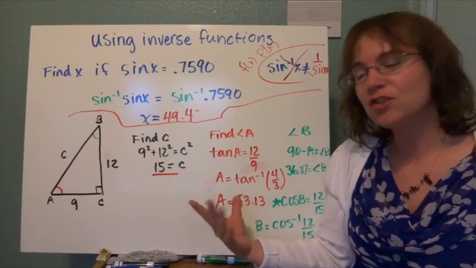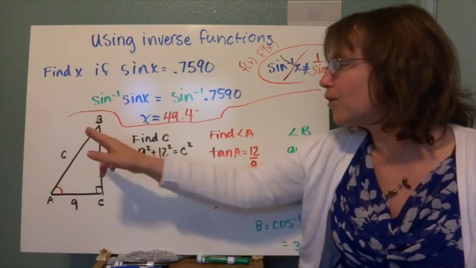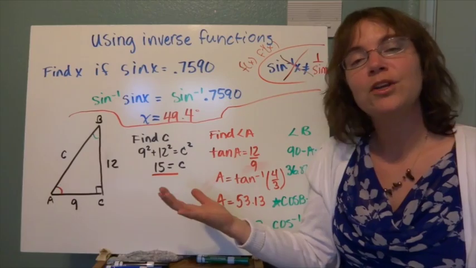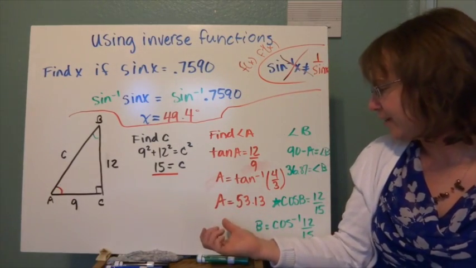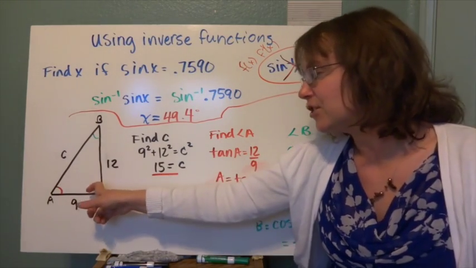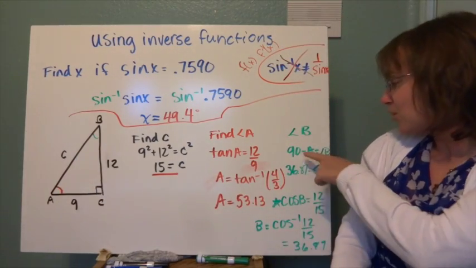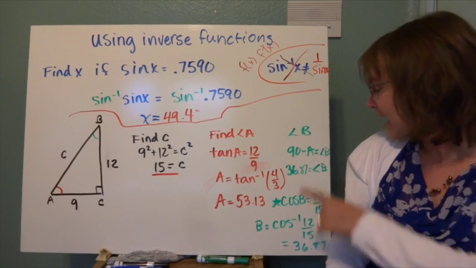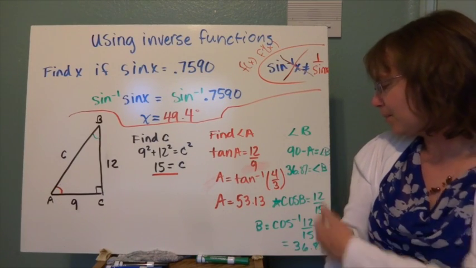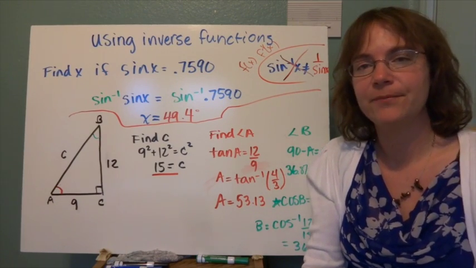Now, there are a couple of ways you can do the last part, because we've got to also find angle B. Well, we know there's 180 degrees in a triangle, and we know 90 of it's used up right here. So we know this plus this has to be 90. So I can take 90 minus angle A, and I can go ahead and find angle B. So angle B is equal to 36.87.